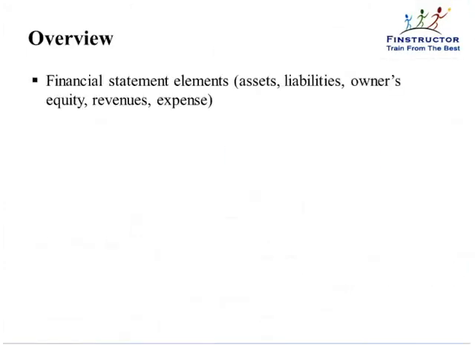So we'll start by introducing the 5 elements of the financial statements, namely assets, liabilities, owner's equity, revenues, and expenses. We'll explore each of these items in more detail in coming reviews. However, we'll give a brief introduction here.